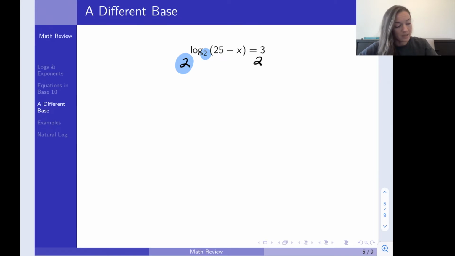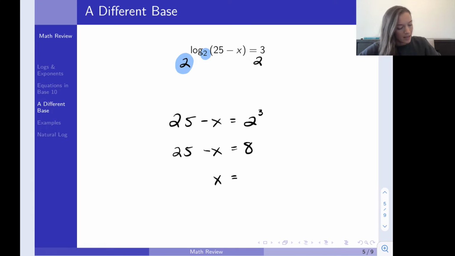So now on our left-hand side, the 2 and the log basically cancel each other out. So we're left with 25 minus x is equal to 2 to the 3. And 2 to the 3 is equal to 8. So we have 25 minus x is equal to 8. We solve for x, and we get x is equal to 17. All right, now let's do another example.